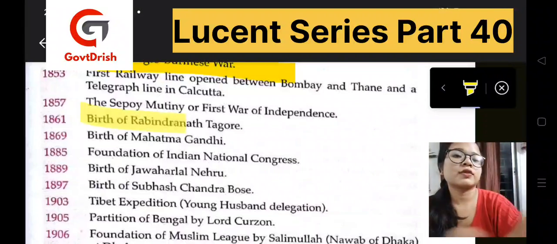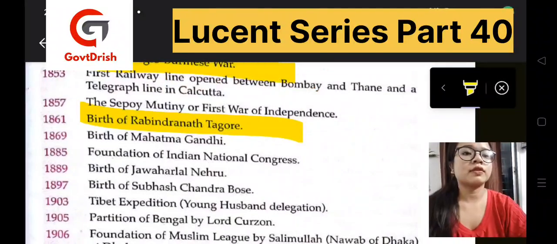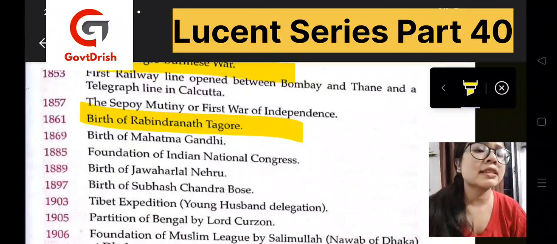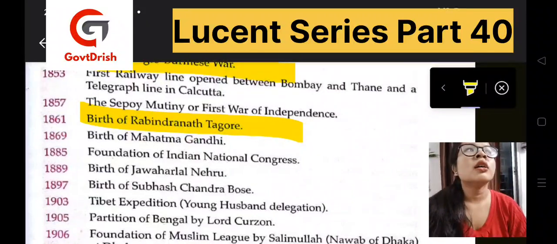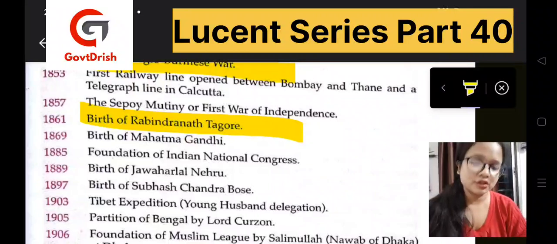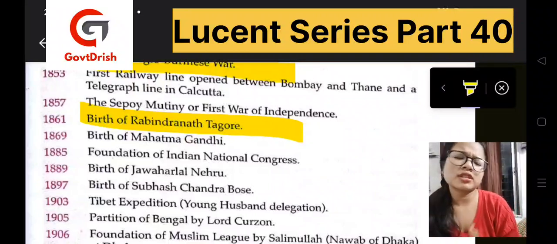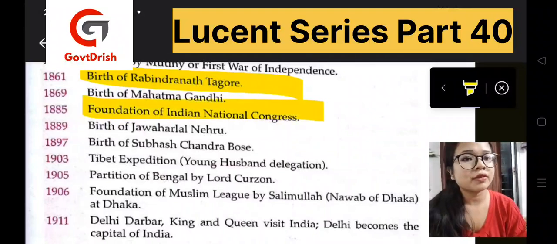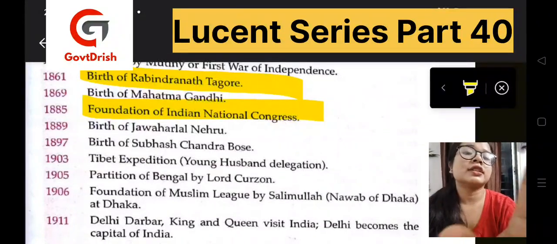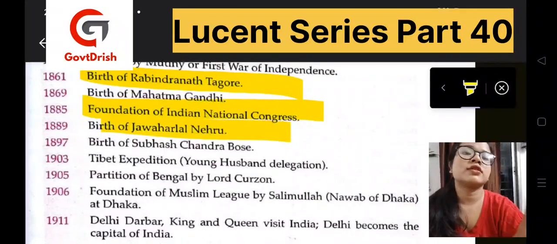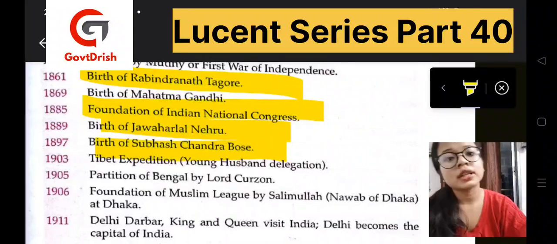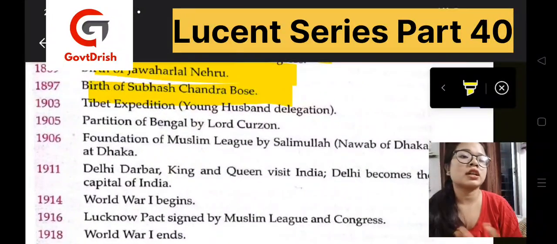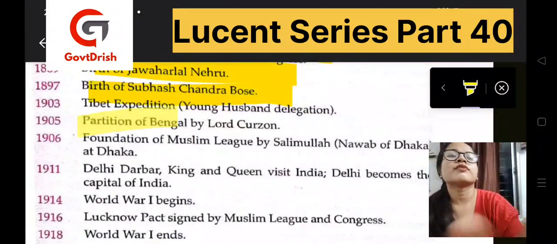Then the birth of Rabindranath Tagore and Mahatma Gandhi is also important, because these are the political leaders who have played a significant role in Indian history. So it's very important. You can say Indian history or modern history. Then we have INC's foundation date, then Jawaharlal Nehru, our first Prime Minister, then Subhash Chandra Bose, which is more important, then the Tibet expedition, the Younghusband delegation, and the partition of Bengal by Lord Curzon.